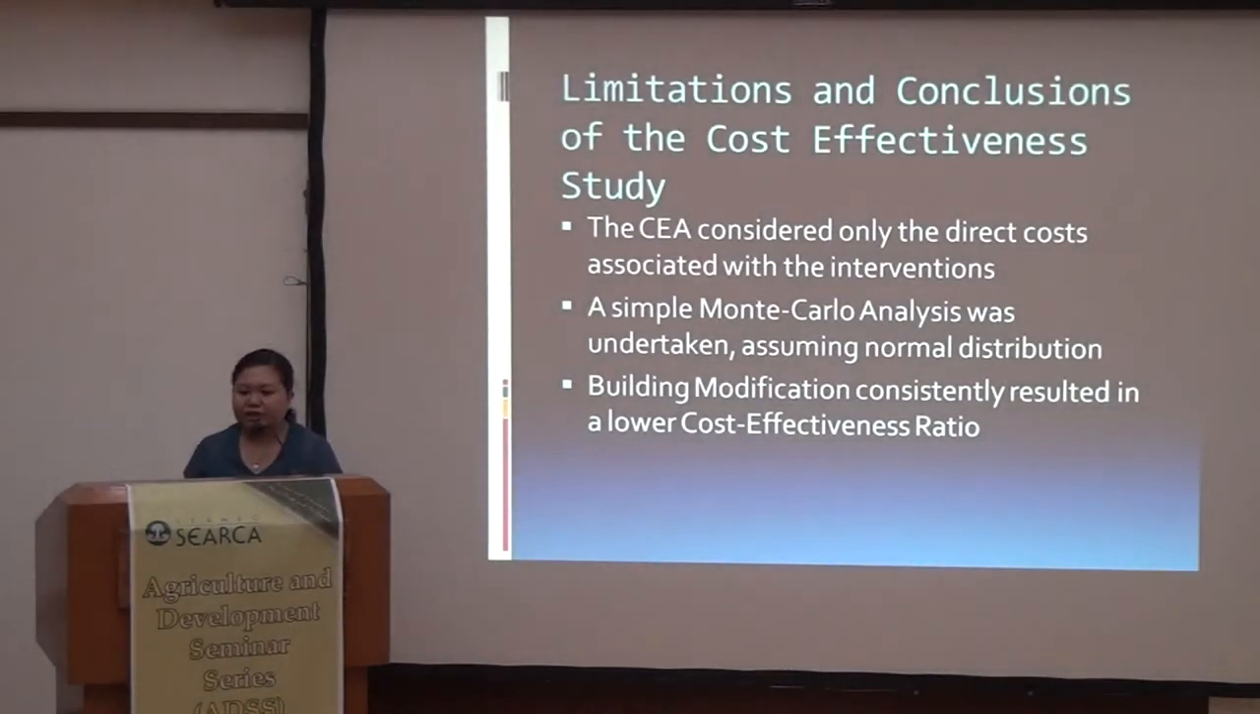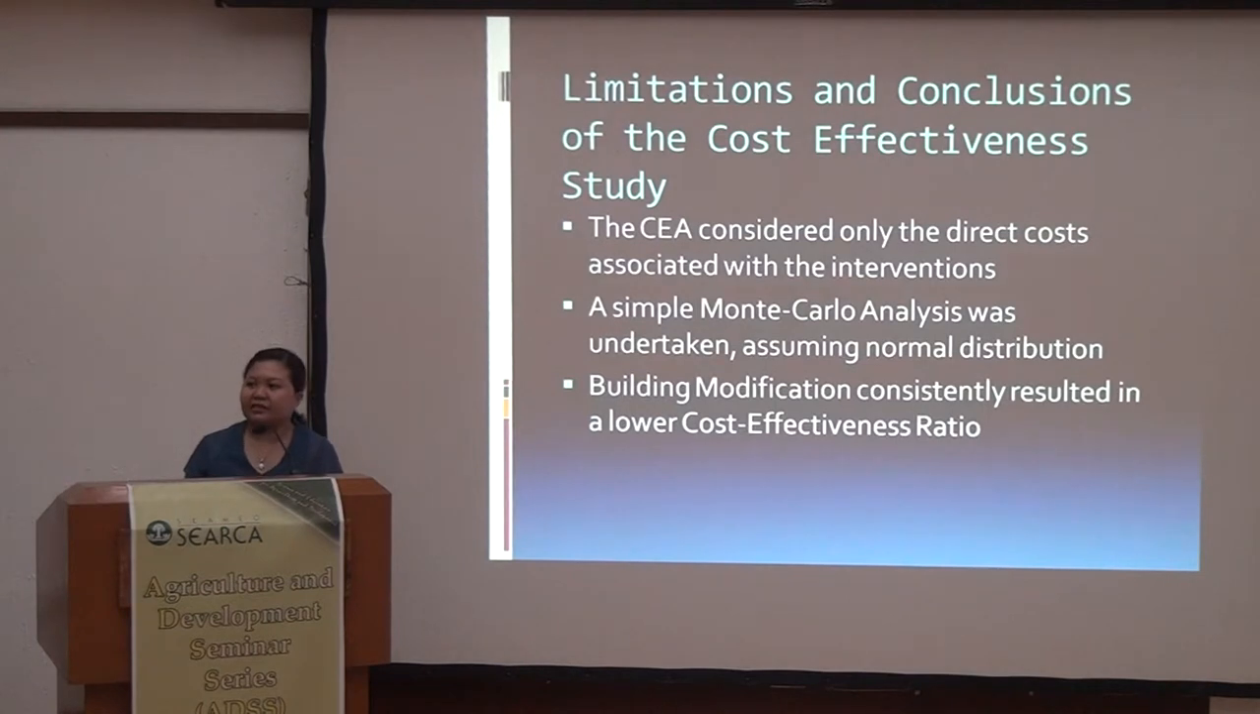For the limitations, CEA considered only the direct cost associated with the intervention. So we were not able to capture the psychological impacts or costs brought about by the adaptation options. Also, a simple Monte Carlo analysis was undertaken and we assumed normal distribution. And the main conclusion is that building modification consistently results in a lower cost effectiveness ratio.